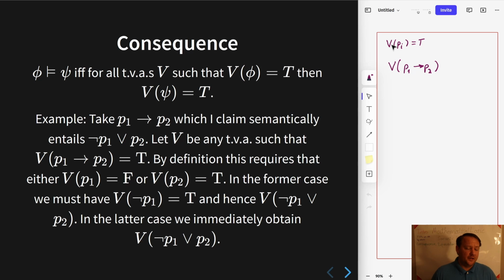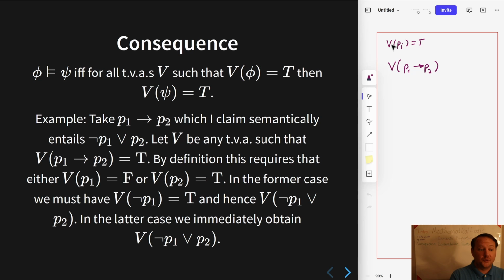So let's show this entailment. In order to show that P1 arrow P2 entails negation P1 disjunction P2, I need to argue in the following way. I take any V, a truth value assignment that satisfies the first sentence, P1 arrow P2. Then I need to argue that this truth value assignment must also satisfy the other sentence, which in this example is negation P1 disjunction P2.